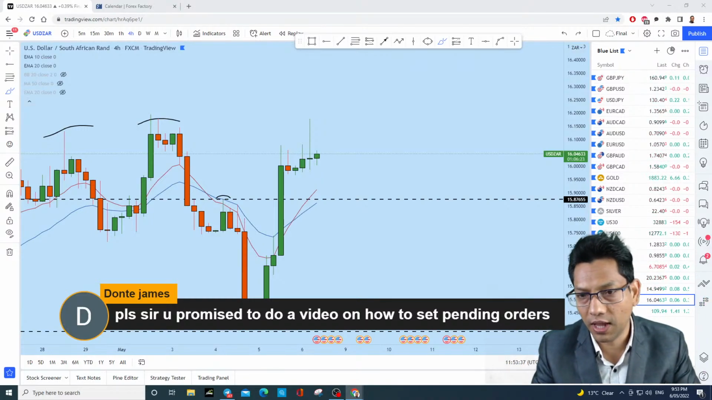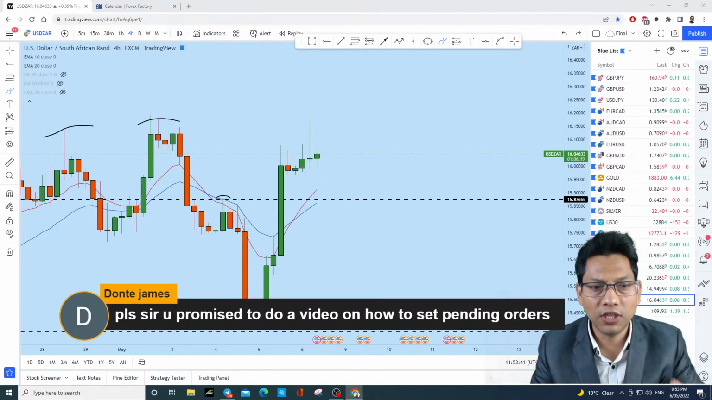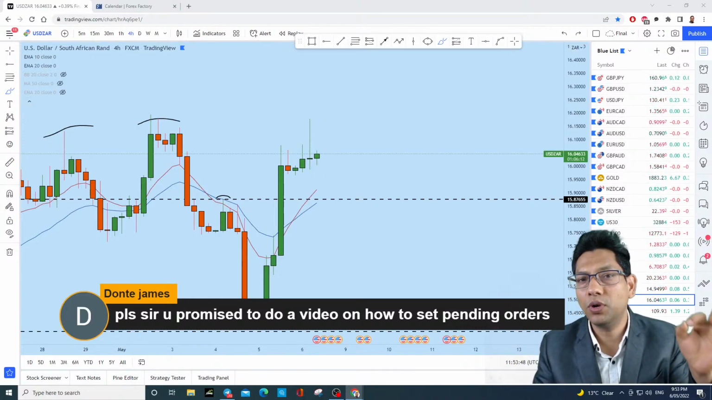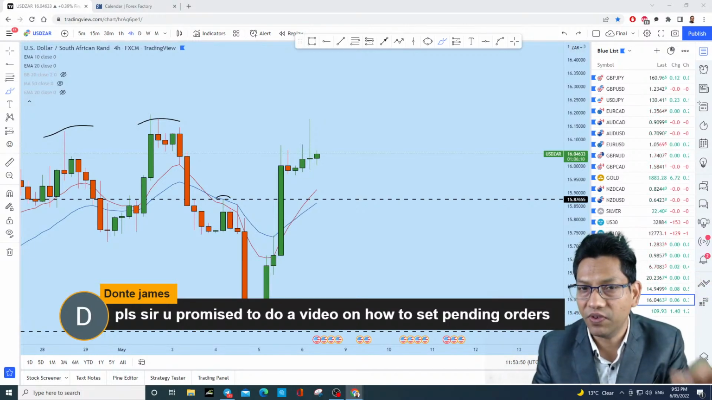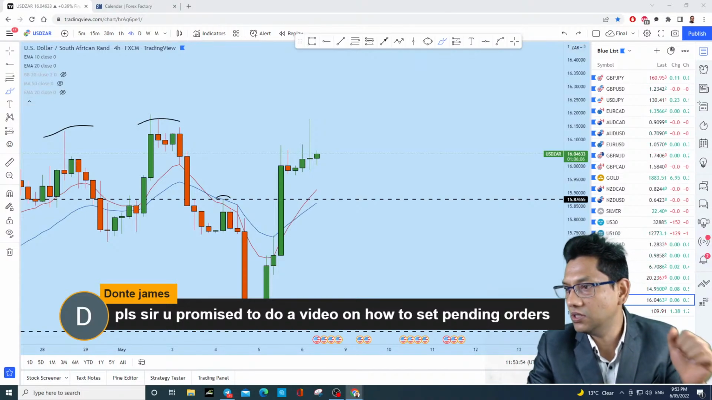It's very important. I saw that in my early time also. I missed a lot of trades putting the pending order in the wrong place, or maybe in a place that was too early or too late. So putting the pending order in the right place is very, very important, and I will share with you everything I know about it this weekend.